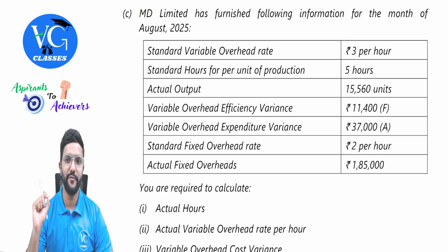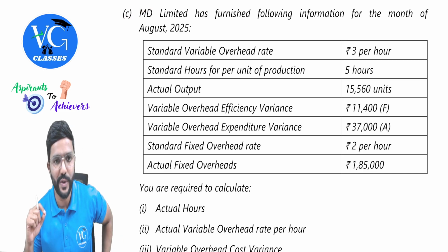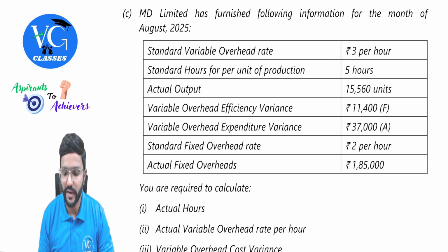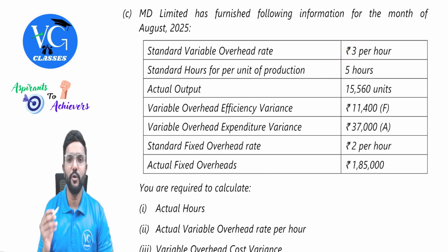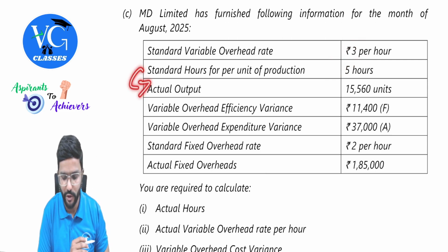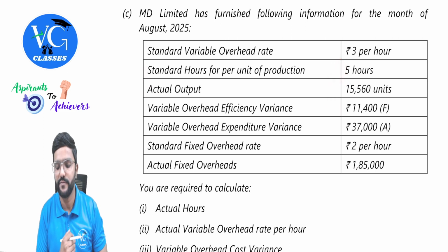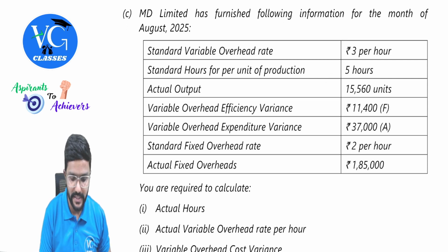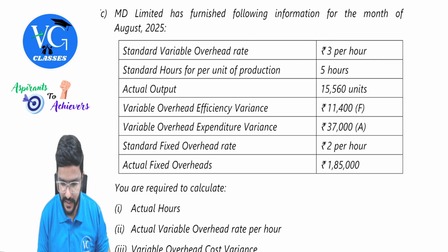So sub question C, guys. MD Limited has furnished the following information for the month of August 2025. Standard variable overhead rate is 3 rupees per hour. Standard hours per unit of production is 5 hours. Actual output is 15,560 units. Here itself we can calculate standard hours per actual output. 5 into 15,560. We get 77,800. I will just write it here.